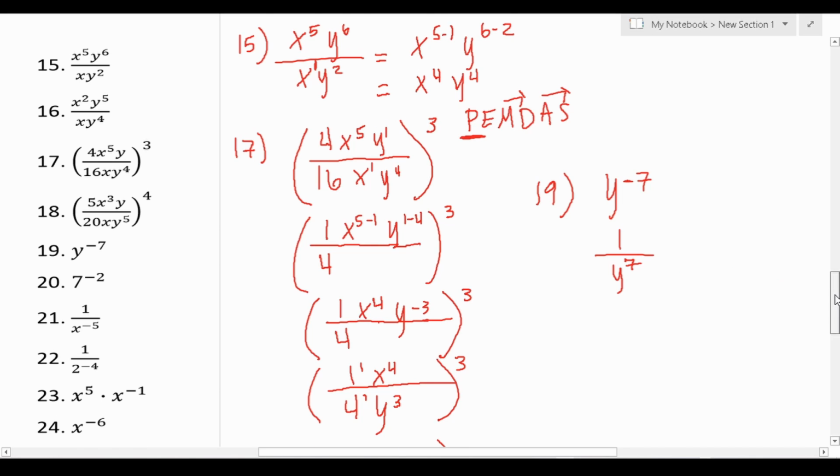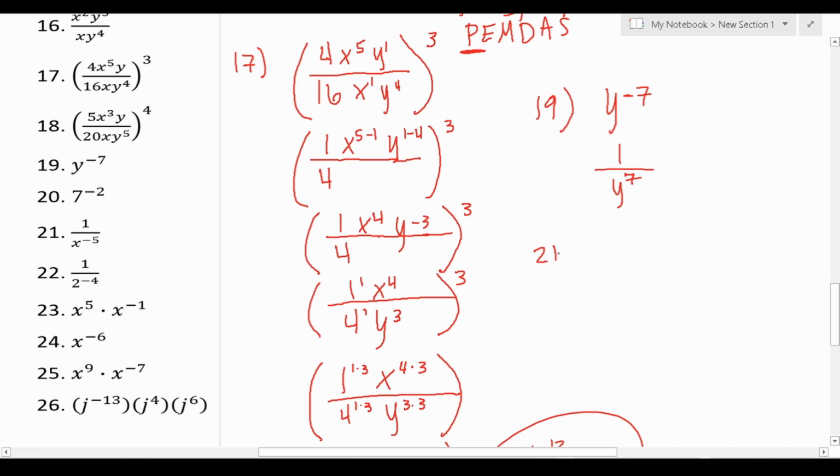Let's go ahead and move on to 21. All right, 21 says 1 over x to the negative 5. Again, you cannot leave your exponent with a negative. In this case, we can't let x be raised to the negative 5. In order to make it positive, we're going to have to shift it across the fraction bar into the numerator, which is going to become x to the 5. And that's pretty much it there. Again, you could put a 1 over this to leave it in fraction form, but anything divided by 1 is itself. So we don't have to do that.